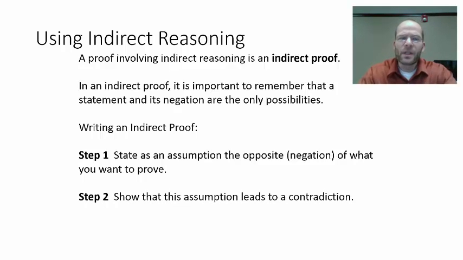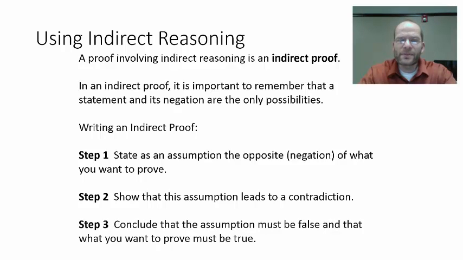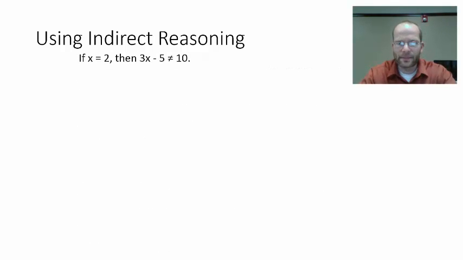Step number 2, we show that the assumption we made in step 1 leads to a contradiction. We'll look a little bit more at that in just a moment. Step number 3, once we find that step 2 led to contradictions, we will conclude that the assumption we started with had to have been false, and that the opposite of that assumption, that is the very thing we want to prove, must be true. We'll work through a couple examples.